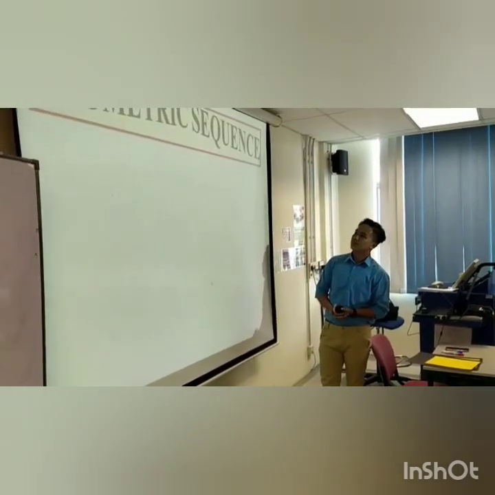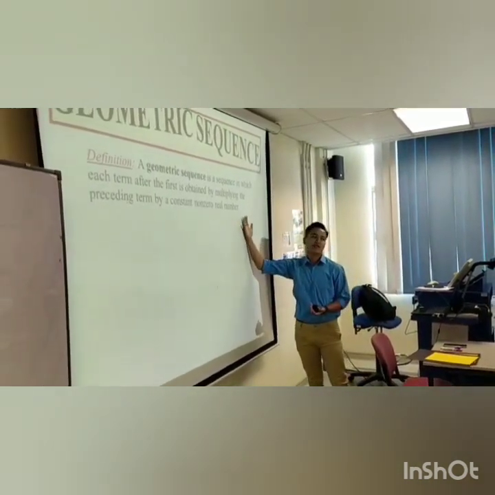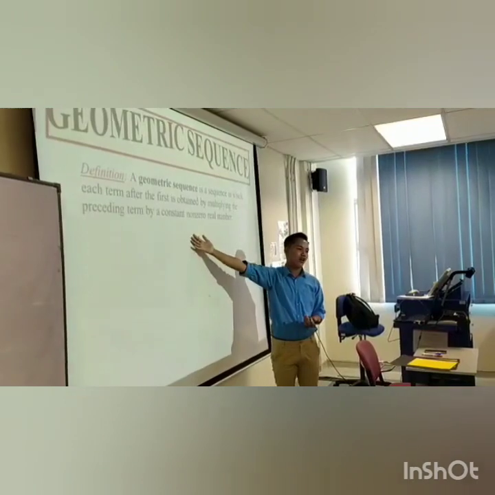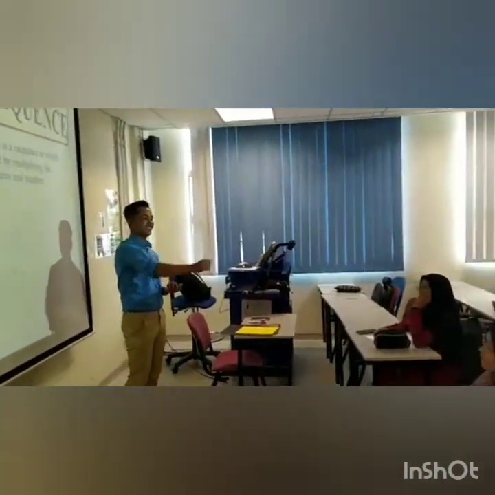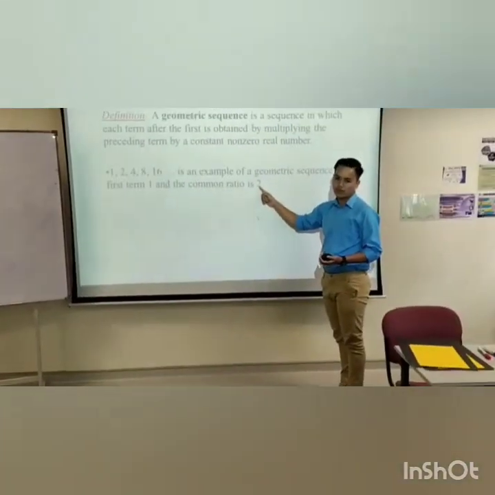Moving on. Geometric sequence. What is a geometric sequence? Can I have someone to read this out aloud? Chelsea. A geometric sequence is a sequence in which each term after the first is obtained by multiplying the preceding term by a constant non-zero real number. Thank you, Chelsea. So 1, 2, 4, 8, 16 is an example of a geometric sequence with the first term 1 and the common ratio 2.